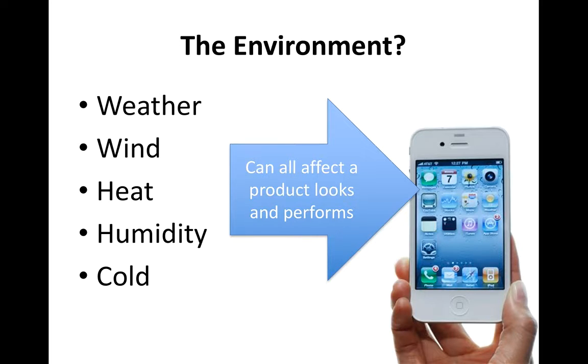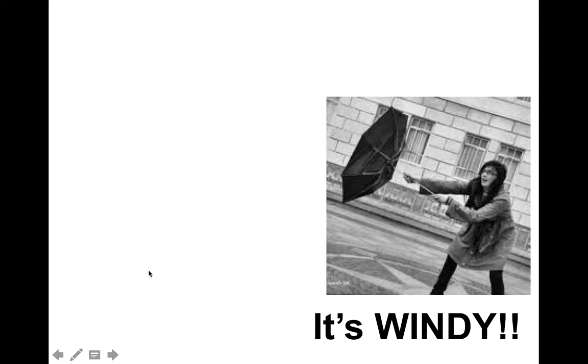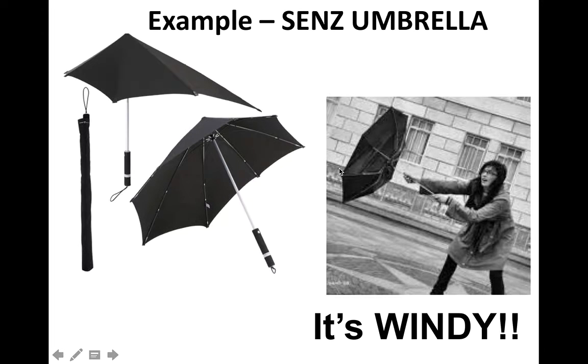Okay, those 5 conditions that might affect how a product looks and performs are the weather, wind, heat, humidity, and cold. So, for example, if we looked at a product that's used outside and it gets very windy, like this umbrella, a reaction to that would be this product here, which is the Sens umbrella, which is actually designed not to do this and collapse in the wind. It's designed to be very, very strong.